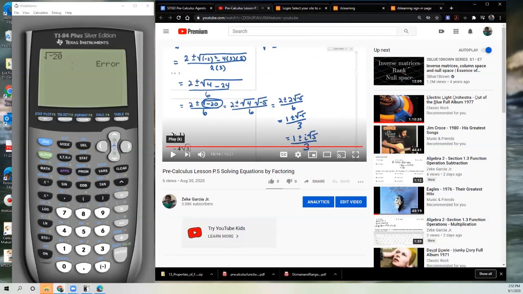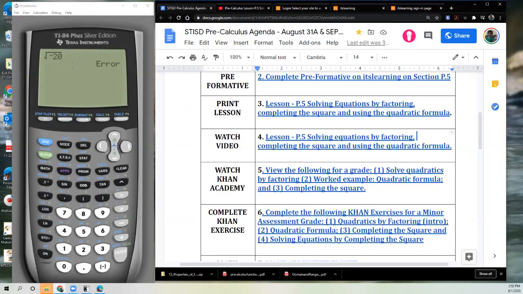And that's the lesson for next time: imaginary numbers, complex numbers. We have 3 more minutes. I'm going to tell you what's going to be on your assignment. You're going to solve quadratics by factoring, solve a problem with the quadratic formula, and do completing the square. You have all these exercises to do.